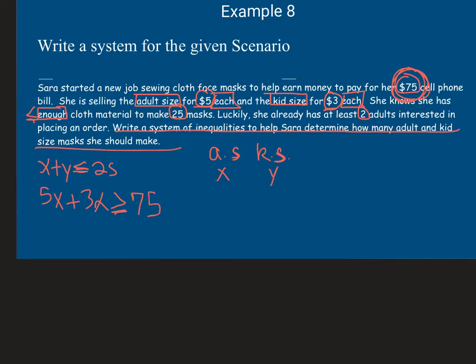And then where it says, luckily she has at least 2 adults interested in placing an order. So we know that the adult masks that will be sold are going to be at the least, again, at least is greater than or equal to 2. So this is your system of inequalities right here. This whole scenario gives you these 3 inequalities for this system, all right? If you want to, feel free to go back to the beginning and start this over again, or do it on your own first before going back through it, okay?